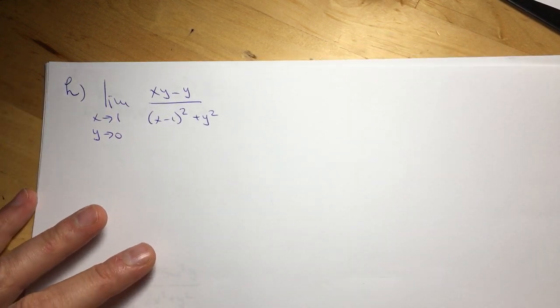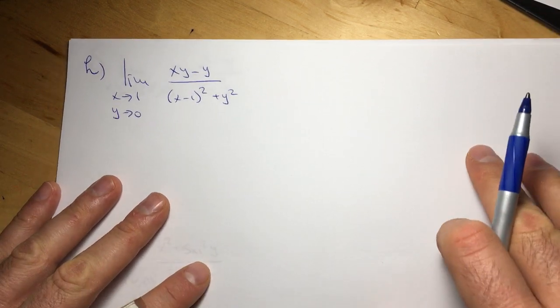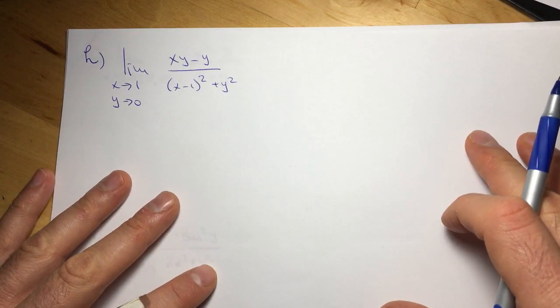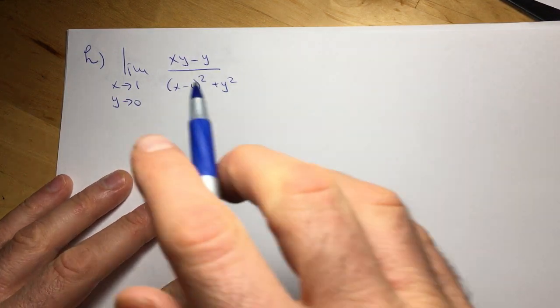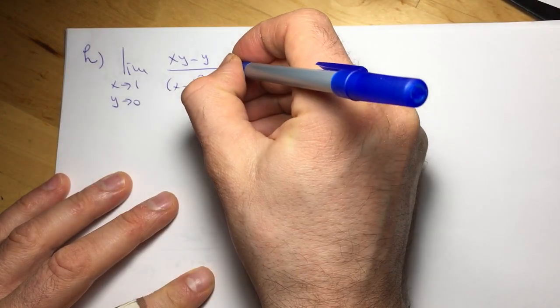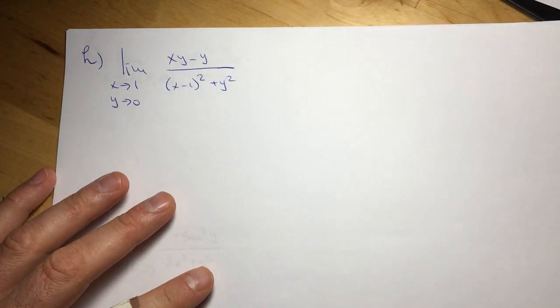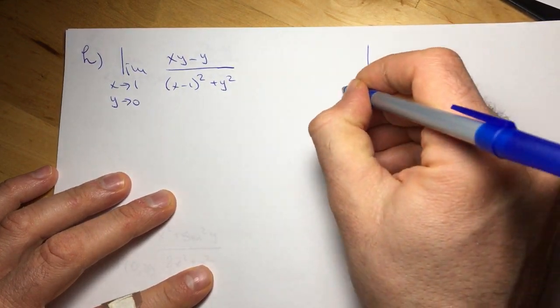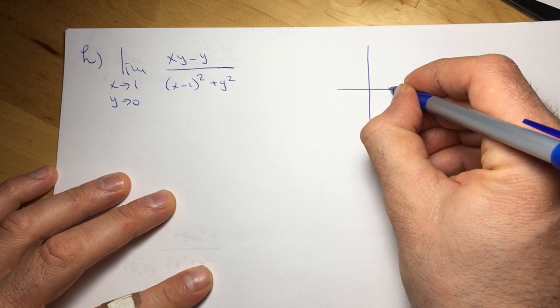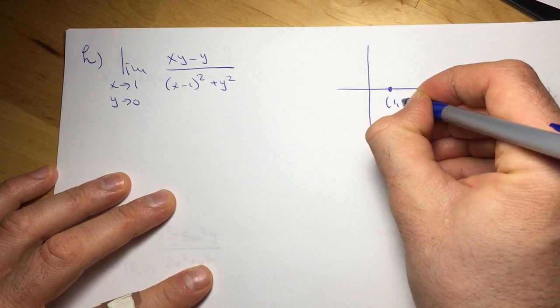Okay, so we have a similar problem here. f of xy is xy divided by x minus 1 squared plus y squared, where x approaches 1 and y approaches 0. So basically we're talking about the point 1, 0, this point right here.